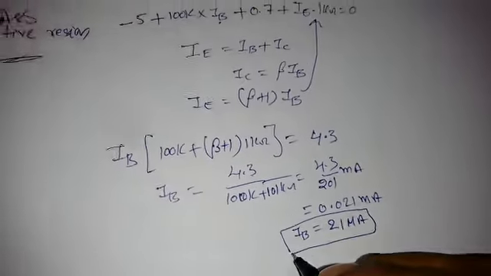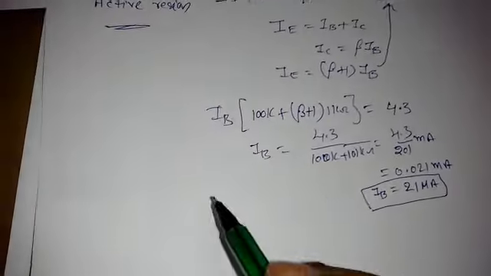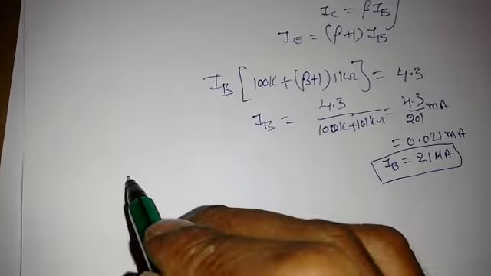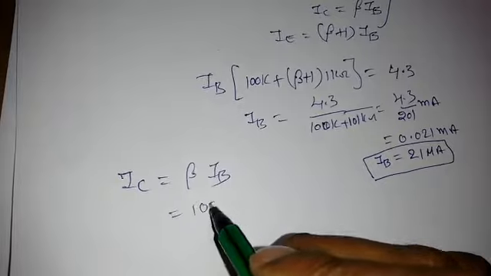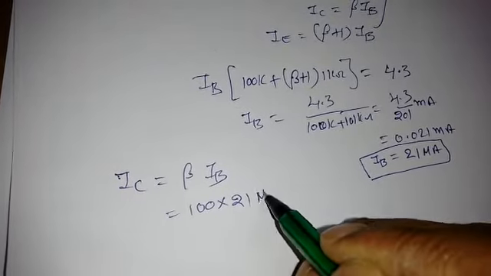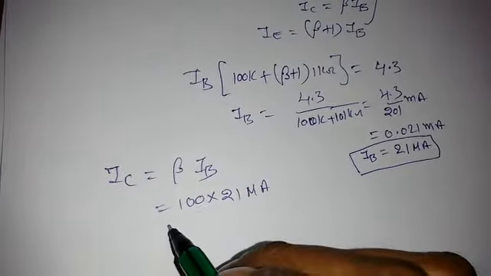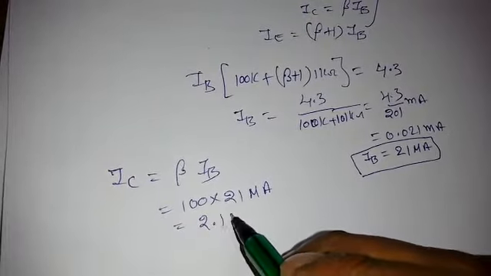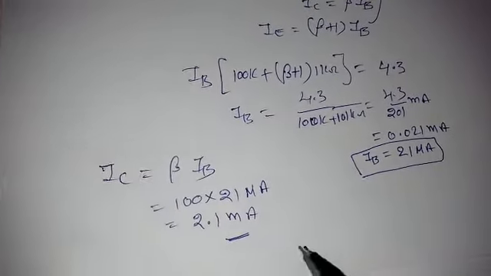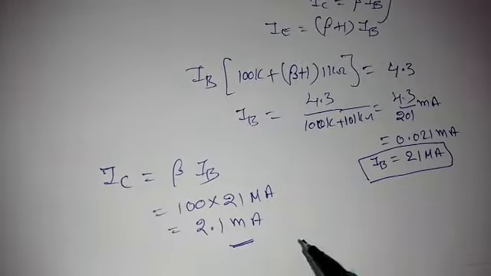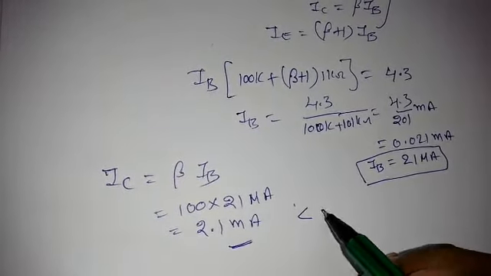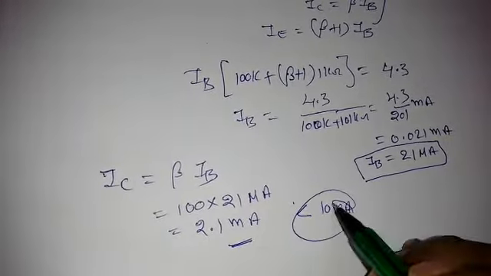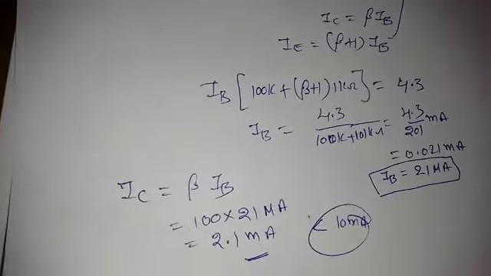Now compared to the previous two questions, IB was very high. Now it is 21 microampere. I know that IC is equal to beta times IB. So 100 into 21 microampere. So what will it become? 2.1 milliampere. Now it is less than the limit, so the current should generally be less than 10 milliampere always. So there are some conditions we will get.